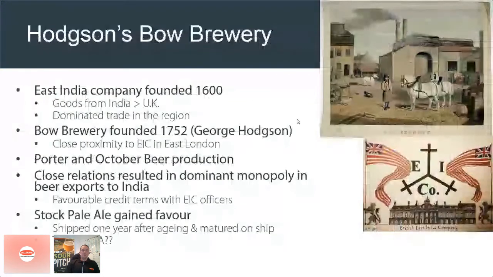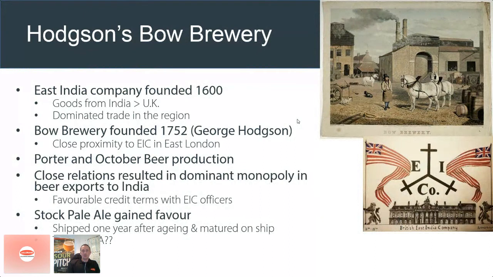But it would be absolutely impossible to talk about the story of IPA without focusing on George Hodgson's Brewery in London. And indeed, in any presentation around export, and particularly the story of IPA, we have to mention the East India Company as well, which is a particular area of interest for me. And I think we could have a whole separate lecture just on the East India Company. So if you want to vote for that in the vote section, I'll happily deliver that presentation at a later date.